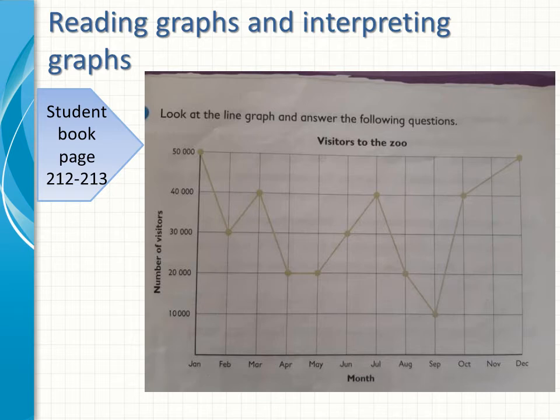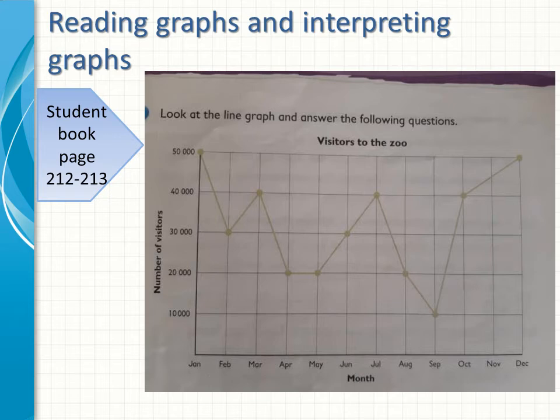For example, looking at this graph, I can easily tell that in 3 months, 20,000 visitors visited the zoo in 3 different months. The number of visitors who came to the zoo in 3 different months was 20,000, because I can see 3 dots on the same line.